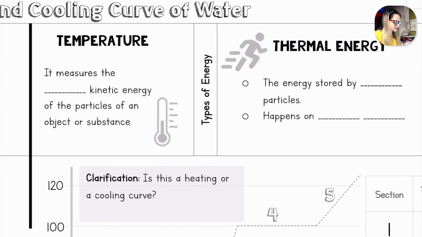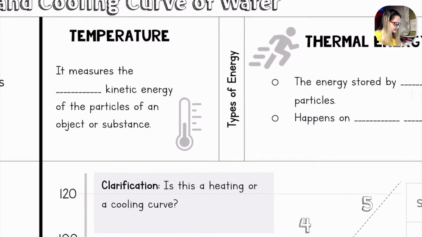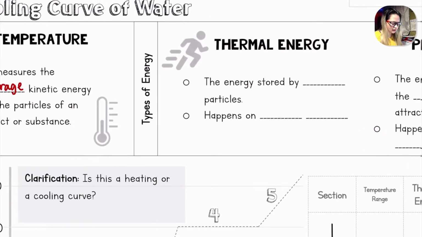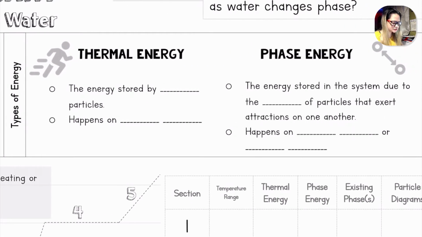Temperature, as you already know, measures the average kinetic energy of particles in an object or a substance. So if you have a higher temperature, that means the particles are moving faster. If you have a lower temperature, then the particles are moving slower. Okay? And we also talk about two different types of energy.